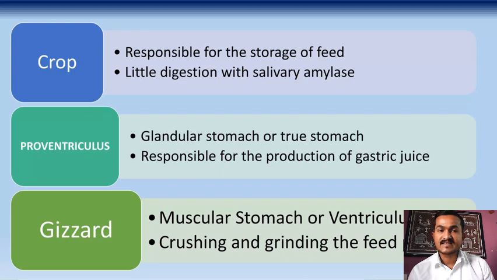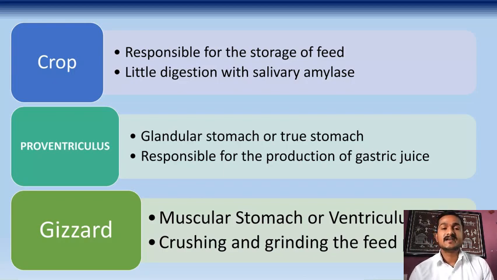Next part. You can see that blue in color, that is the crop. Which one? Next organ, that is the crop. The crop is responsible for the storage of feed and a little digestion with salivary amylase, which is already added at the mouth. Understand? So inside the crop, it stores the feed, either grain which is fed by the birds, and inside the crop a little amount of digestion occurs. What is that? That is the salivary amylase, which is already added where? Added inside the mouth, secreted by the salivary gland.